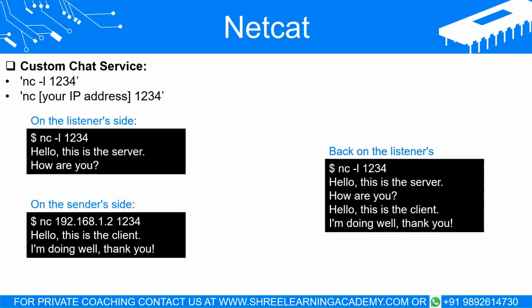For instance, you can try setting up a basic chat server. On one machine, say your own, you can use the command nc -l 1234 to listen on port 1234 for incoming connections. On another machine, you can then use the command nc your IP address 1234 to connect to your machine. Now anything typed on one machine will be sent to the other, a rudimentary chat service.